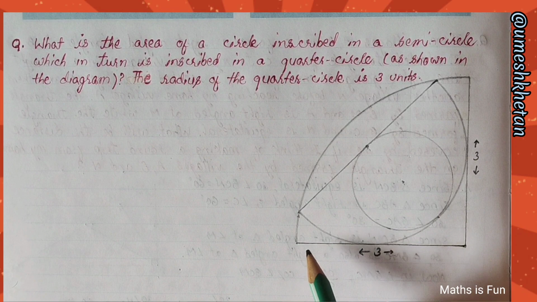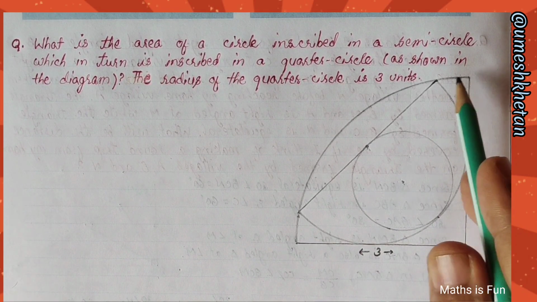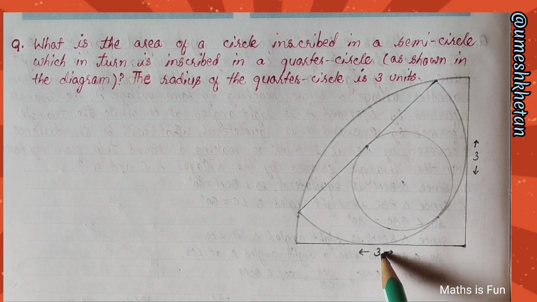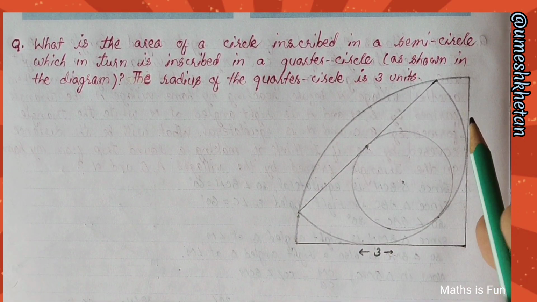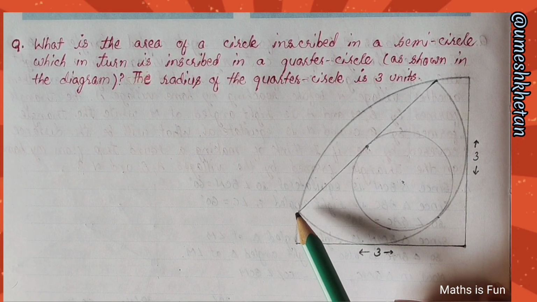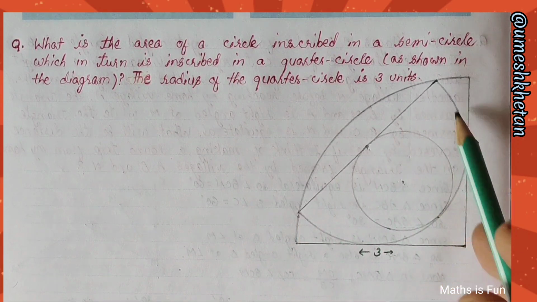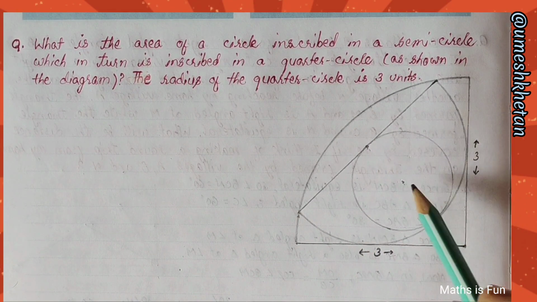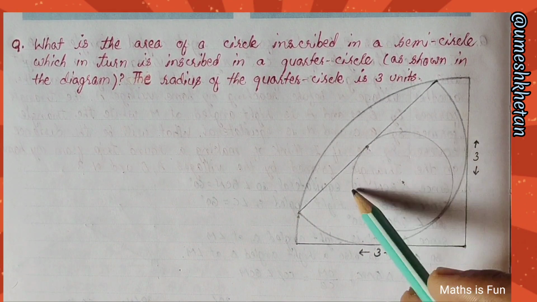You can see that there is a quarter circle. So the radius of this quarter circle is 3 units. Then in this quarter circle we can see that a semicircle is inscribed in it, and inside the semicircle there is a circle inscribed in it. So we need to find out the area of this full circle.